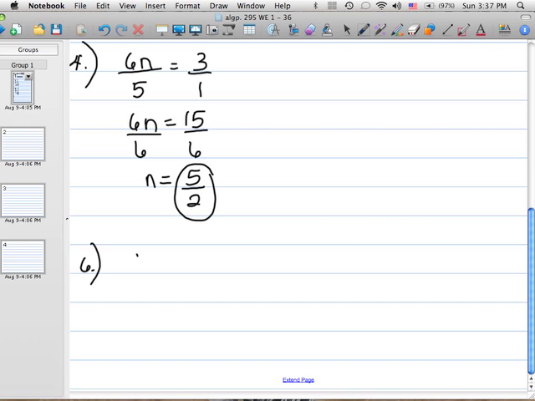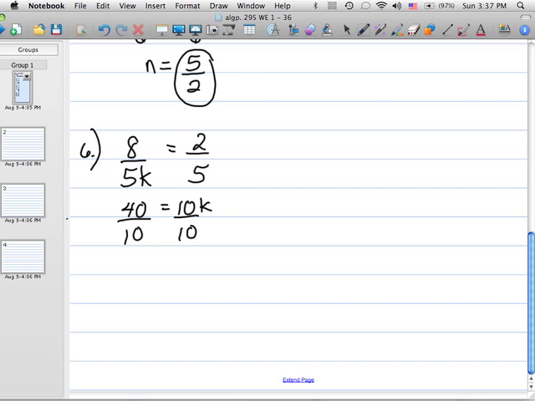Problem number 6, we have 8 over 5k equals 2 over 5. Cross products, 8 times 5 is 40, and 2 times 5k is 10k. Divide both sides by 10 to solve for k, and we get 4 equals k.